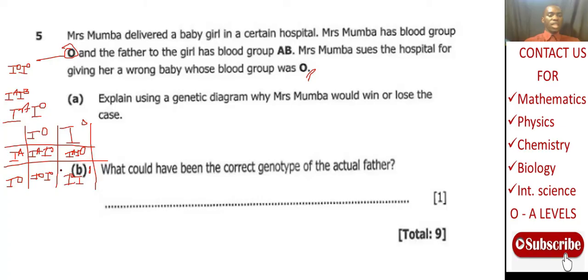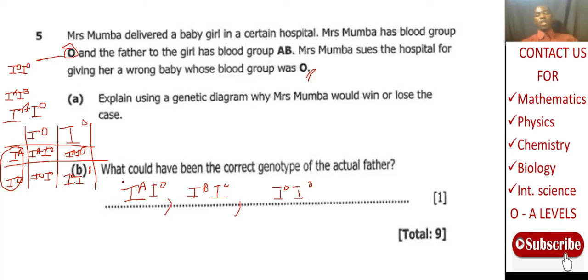So from here, you can see there is a 50% chance that this could be the father. This could be the correct genotype of the father. So on your answers here, you can write one of the answers is IA, IO. The other answer, you just write one of them. So the other answer can be IB, IO, or you can also have IO, IO. So any of these is the correct answer, because when you cross them with Mrs. Mumba, there will be a probability that one of the children is actually blood group O.